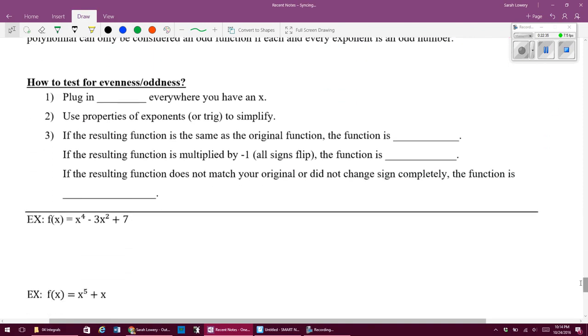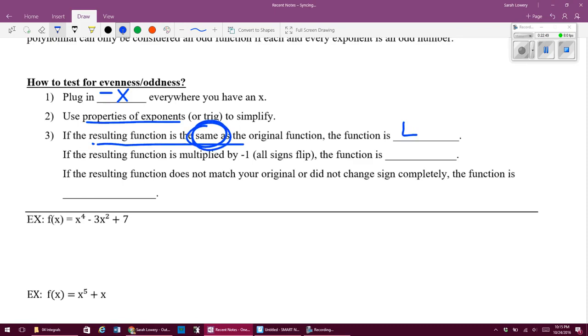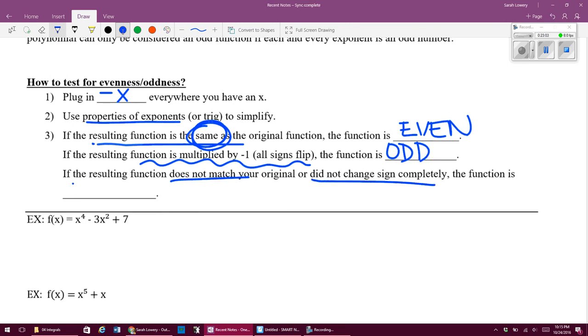Now in calculus, really where it comes in handy is you need to be able to determine if something is even or odd. And to do that, you're going to plug in negative x everywhere you have an x, use your properties of exponents or trig to simplify. If your resulting function is the same, we say that that function is even. If the resulting function switches all of your signs, then we say it's odd. If it doesn't match your original or it doesn't change sign, then we say it is neither. And you did this in pre-cal.